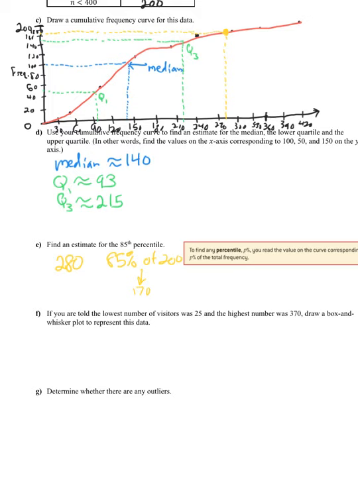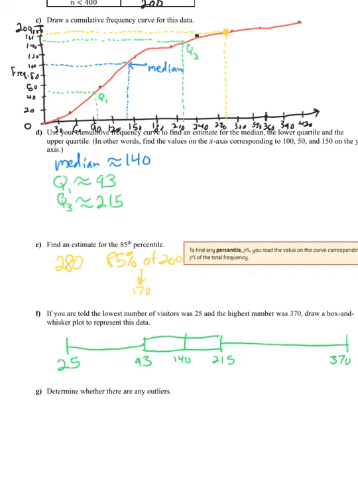Not a very accurate box and whisker plot there, because I want to say 370 would be way out there. So let me try that again. 25, 93, 140. And I'll just label this. This is 370 for our max. This was our 215, our 140, our 93, and our 25.